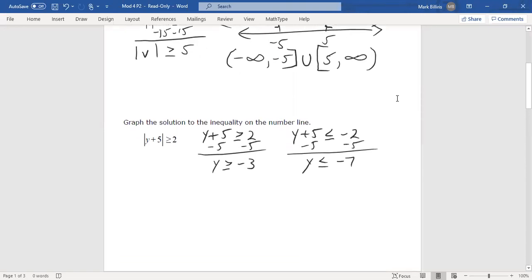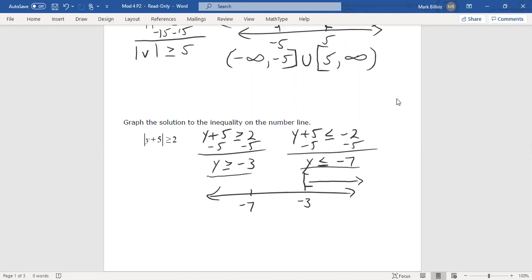Subtract 5 from both sides, and y is less than or equal to negative 7. So if we want to put this on the number line, we put our smallest value first, which is negative 7. Then we have negative 3. So the first says y is greater than or equal to negative 3. So greater than negative 3 is to the right. Because it can equal negative 3, we use a bracket. And now for the second one, y is less than or equal to negative 7. So the values that are less than negative 7 go to the left. And because it can equal negative 7, we use bracket.